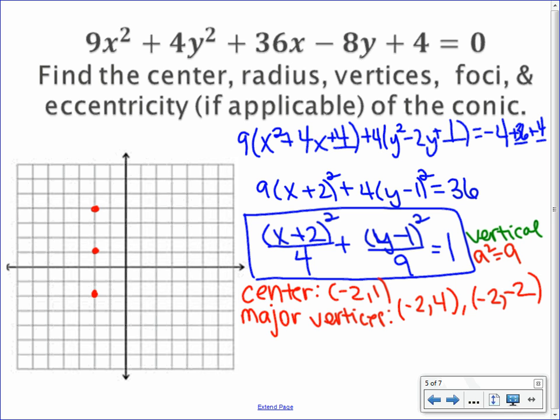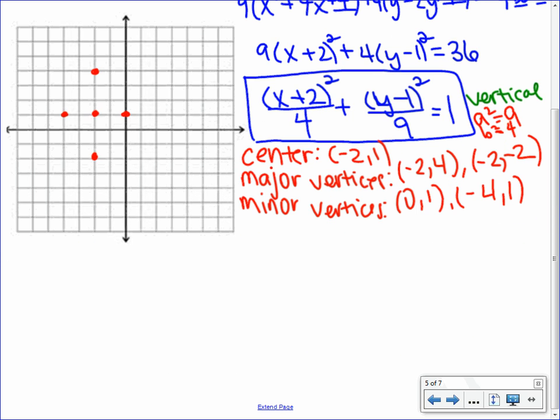Now, our minor vertices. Okay, what is b squared? 4, so b is 2. So I'm going to move 2 units horizontally since the 4 is associated with the x. X we associate with horizontal. Those coordinates are 0, 1, and -4, 1. Alright, so here's our ellipse. And green.